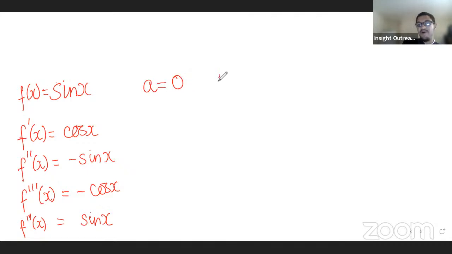So could anyone tell me what f of 0 is? So we're going to do f of a. What is sine of 0? Sine of 0 is 1. No, sine of 0 is 0. Cosine of 0 is 1. Yeah. So yeah, f of 0.